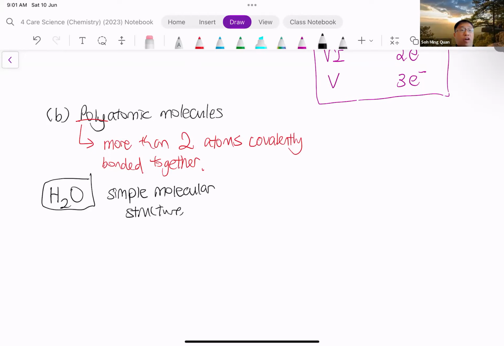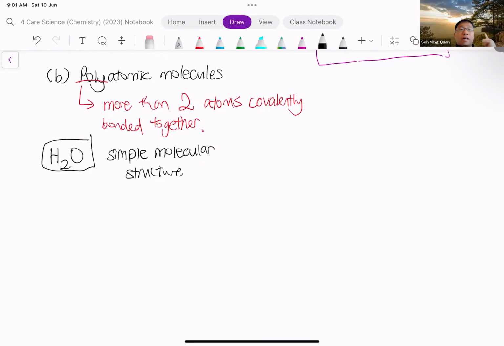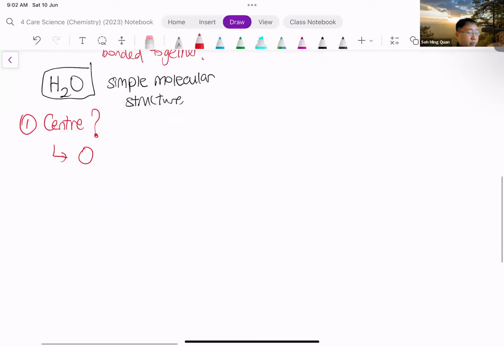So water has a simple molecular structure. How will we draw the structure of water? First, when you are given a polyatomic molecule, you got to first decide what goes into the center. Because when you have more than 2 atoms covalently bonded together, something must go into the center, right? We will always choose the atom which is in the smallest amount. So if you read the formula H2O, there's 2 hydrogen and 1 oxygen. So we choose oxygen to be the center.